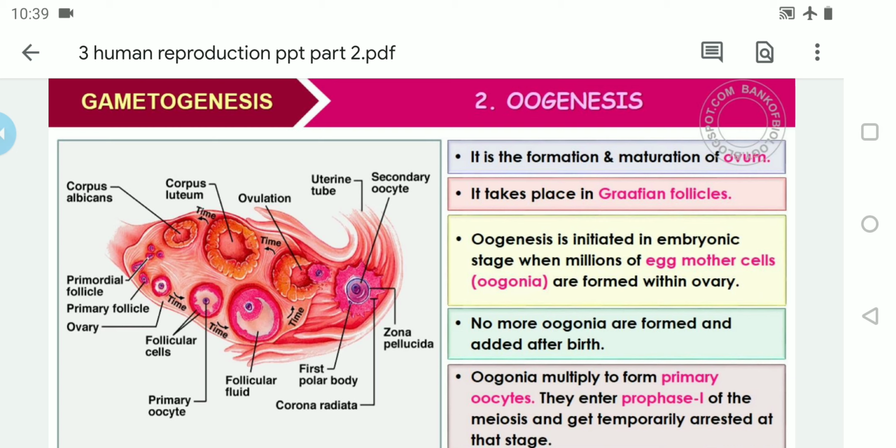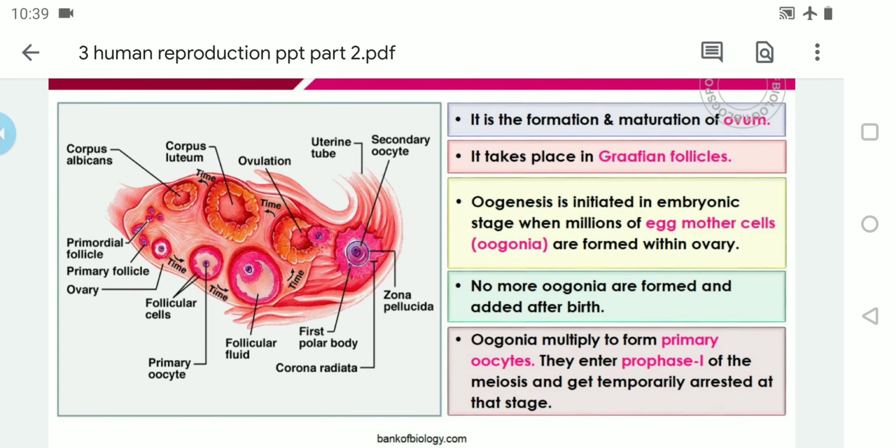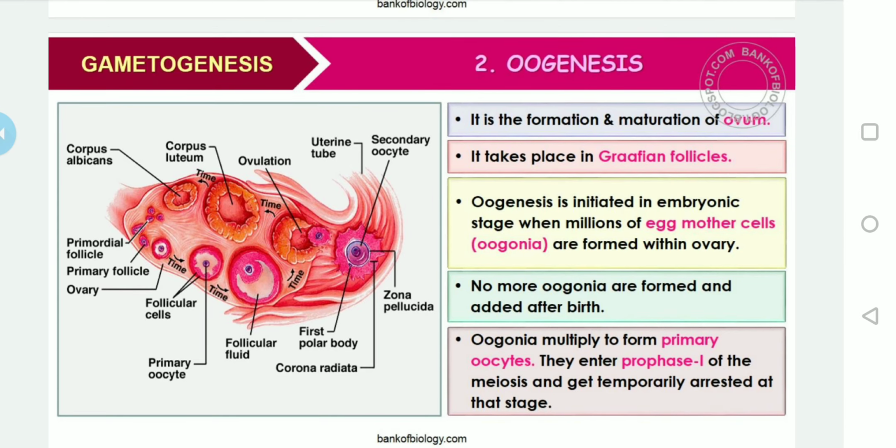Yesterday we already discussed spermatogenesis with respect to the process, phenomena, and the flow chart. We also discussed the structure of the sperm. Today we will continue with the topic of oogenesis, that means the oogenesis process.